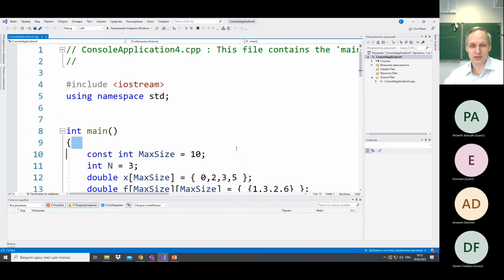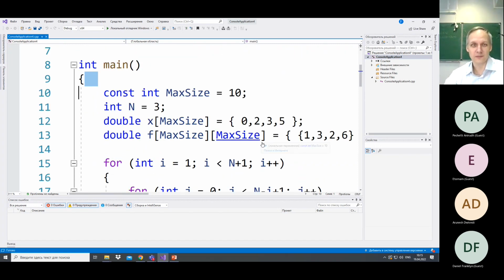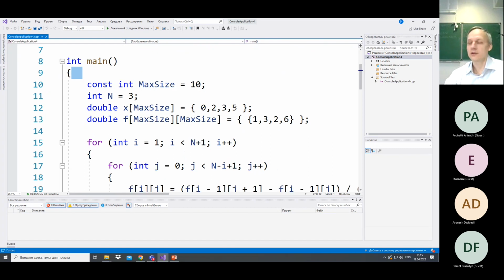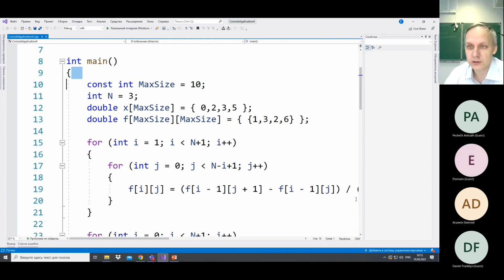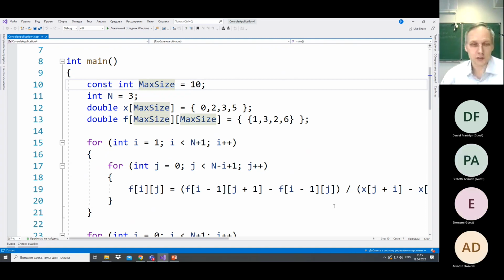Because our subject is called computing mathematics, it means we should compute something. I can show you how we can use this formula to compute an approximation of a function in Visual Studio. Well, let's consider this program line by line.